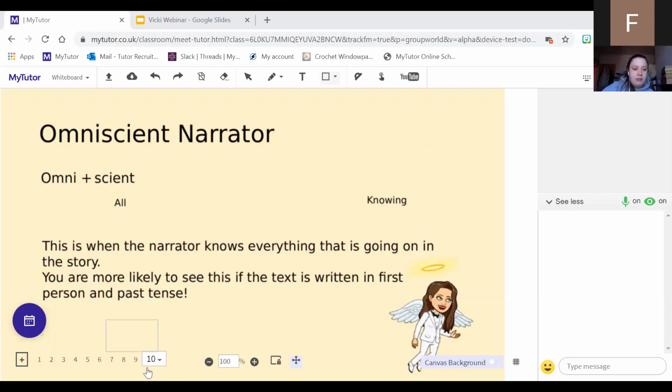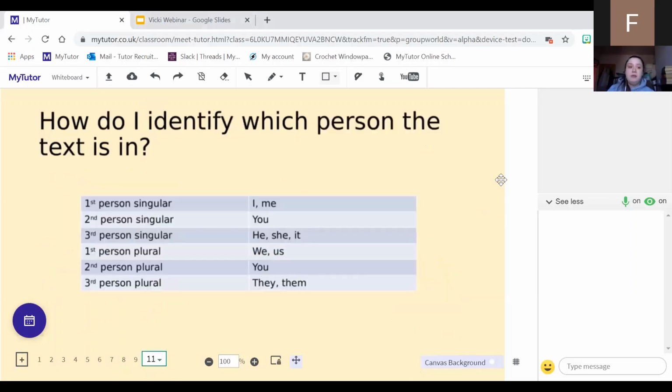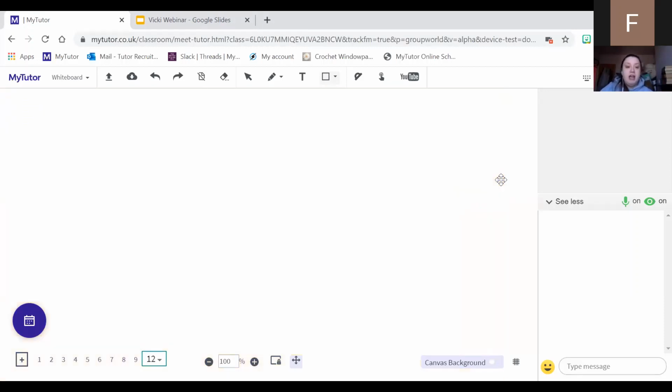So in terms of identifying which person is which, I'm sure lots of you know this. First person, we're looking for I or me or we or us. Third person, he, she, it or they or them, or actually just using their names. So that's how we identify persons.